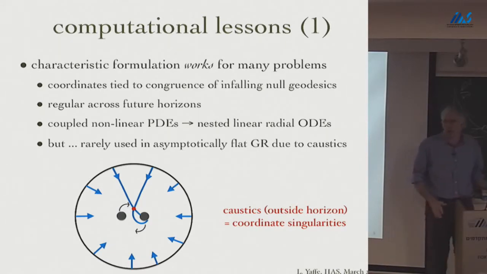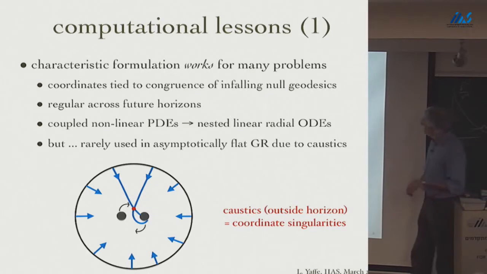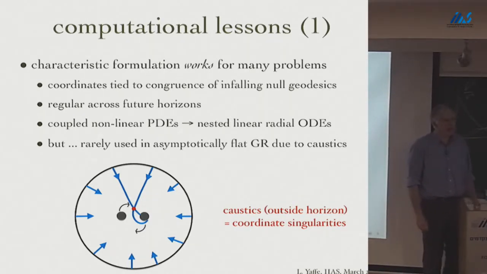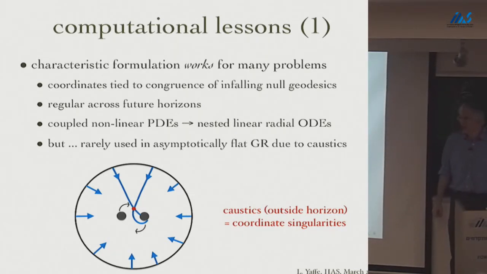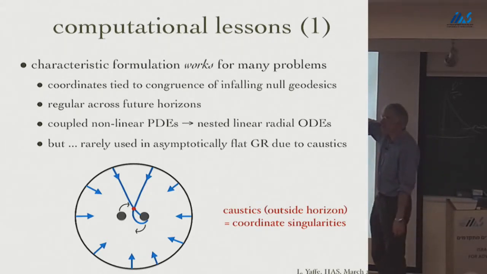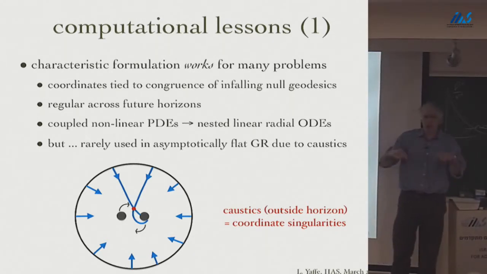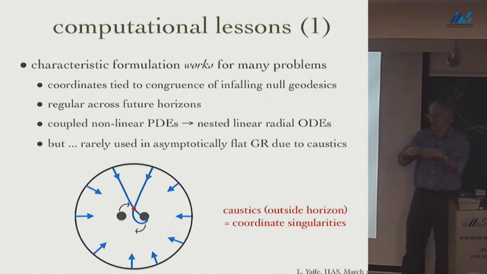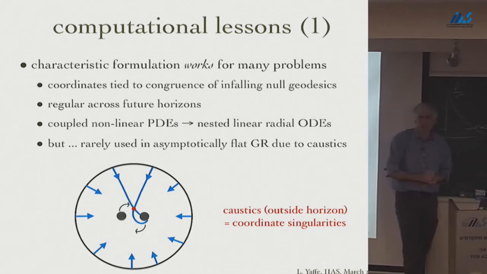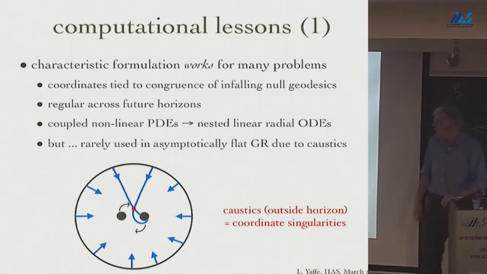All right, this was new to me 8 years ago. I was not a professional relativist. Sometimes it's good to be an amateur. The professional types knew about characteristic formulations, and they essentially never used them. They said this is useless. Because, although this is a wonderful formulation, since you're tying your coordinates directly to some particular set of geodesics, if those geodesics intersect, that is to say, if you have caustics in your set of geodesics, that is directly producing a coordinate singularity. Bad news.